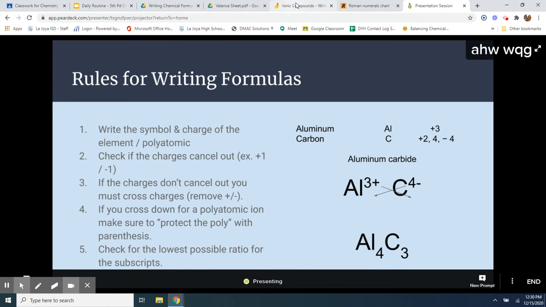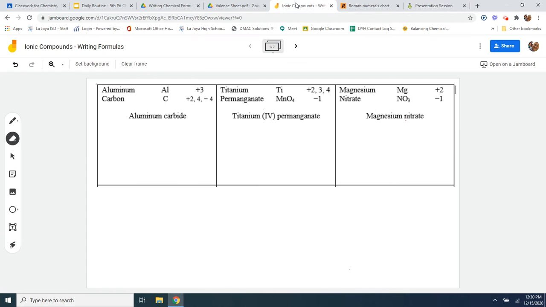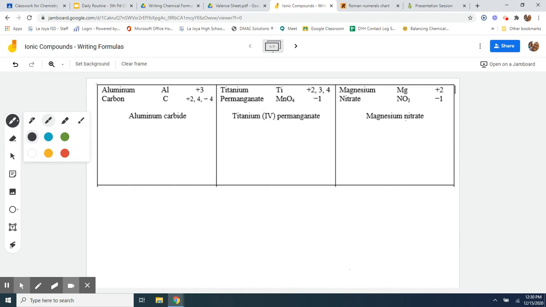All right, I'm going to go into Jamboard, okay? You might have to come back to Google Meet. I'm going to do some extra practice before I let you guys try it on your own. All right, so for aluminum, real quick, I'm just going to review it. If I have aluminum, I see this information. It's Al with a +3 charge.